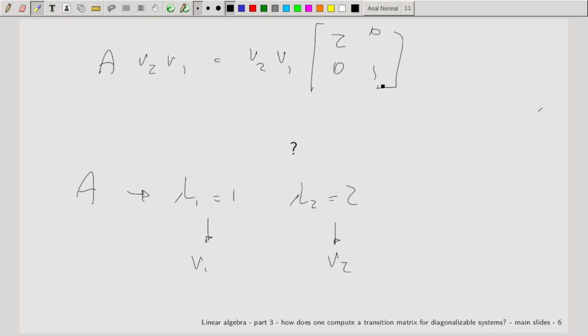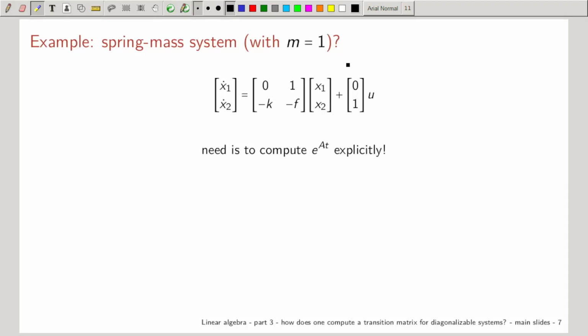See? Okay. So in a certain sense, we need to define which order of the eigenvalues we are going to choose. Shall we do an example?